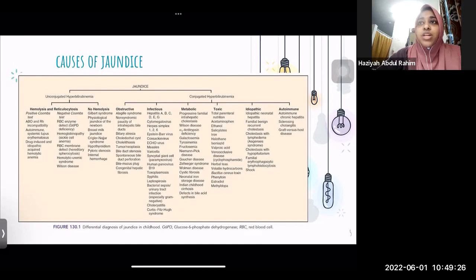Under non-hemolysis, we have Gilbert syndrome, which is a problem with conjugation. We have physiological jaundice, which is the most common cause of jaundice in newborns, and also breast milk jaundice. Conjugated hyperbilirubinemia is further divided into 6, whereas it can be due to obstruction, infection, metabolic causes, toxic, autoimmune, and lastly can be idiopathic. Next.